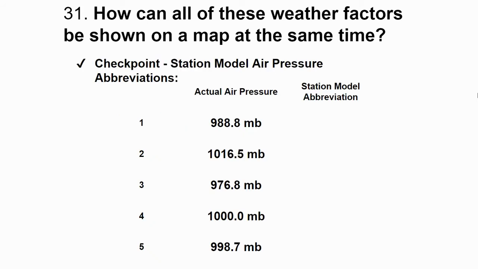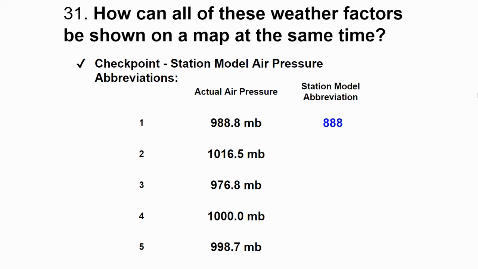Okay, so let's do a few more to make sure that we're actually getting this. So for these examples, we're going to take our actual air pressure and we're going to turn it into our station model abbreviation. All right, first one, 998.8 millibars. All right, remove the 9, remove the decimal, and remove the units to find out that our station model abbreviation is 888.